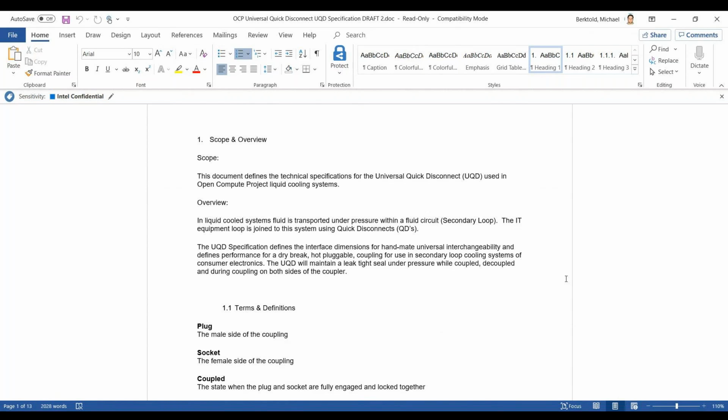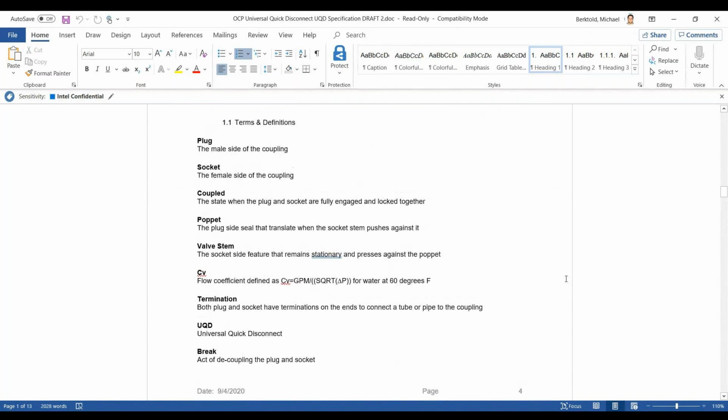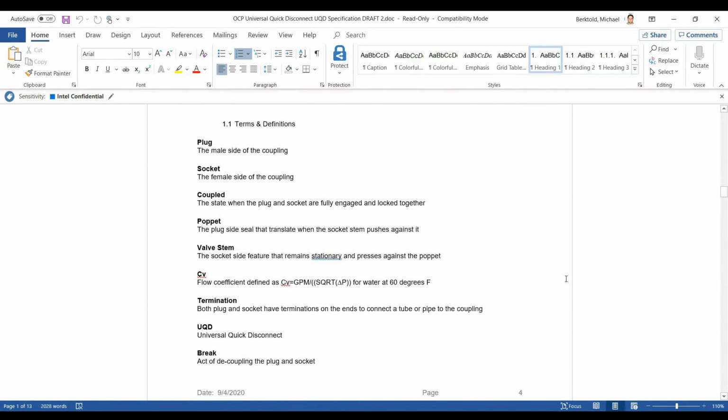I'll go through 1.1, the terms and definitions. Plug is the male side of the coupling, and the socket is the female side of the coupling. The coupled state is when they're fully engaged and locked together. The poppet is the plug side seal that translates when the socket stem pushes against it. The socket stem or valve stem is on the socket side, and it's a stationary part that presses against the poppet. The Cv is the flow coefficient, one of the parameters commonly used with these types of couplings. Terminations are how the couplings are connected into the tubing or equipment on each side.